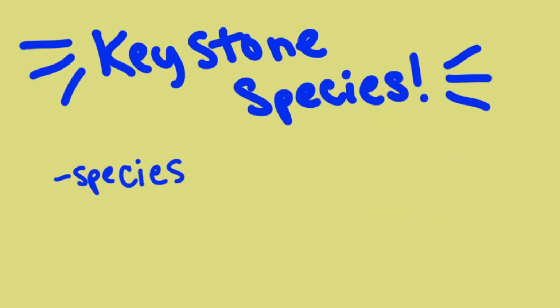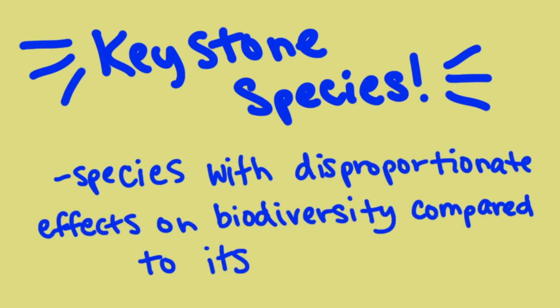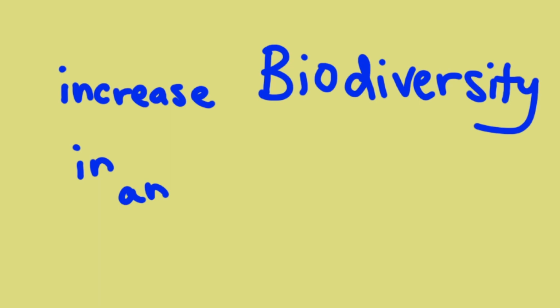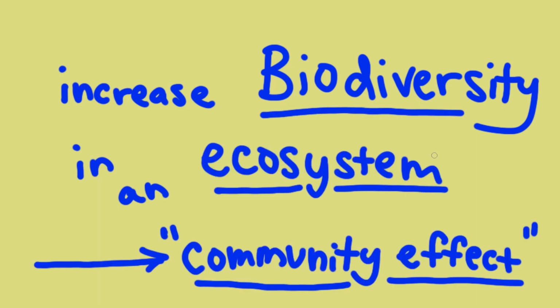The species with more disproportionate effects on community-level interactions and diversity compared to its abundance are called keystone species, and when they are removed from an environment, the whole system fails. They pull together the species of a food web through indirect interactions and increase the biodiversity of an ecosystem. This is known as the community effect.